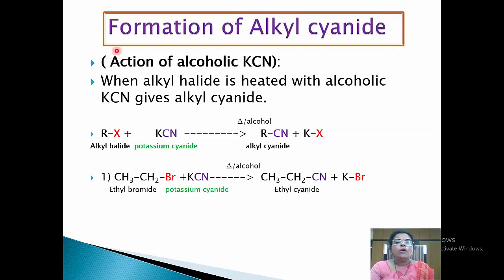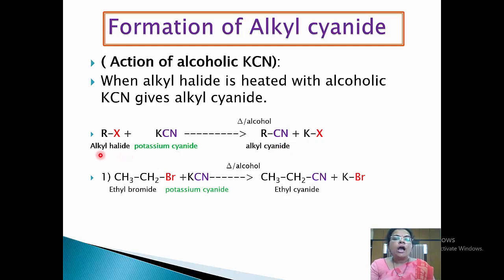The next reaction is the formation of alkyl cyanides. Alkyl cyanides means RCN. Action of alcoholic KCN: when alkyl halide is heated with alcoholic KCN, it gives alkyl cyanide. The general reaction is RX, that is alkyl halide, when treated with potassium cyanide in alcoholic medium, gives alkyl cyanide plus potassium halide.